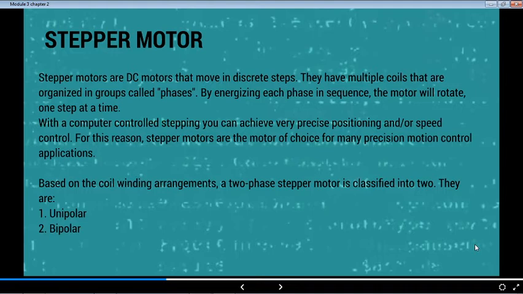Based on the coil winding arrangements, a two-phase stepper motor is classified into two types. They are unipolar and bipolar. Stepper motors are used, if you have seen a robotic arm, to control the arm movement.